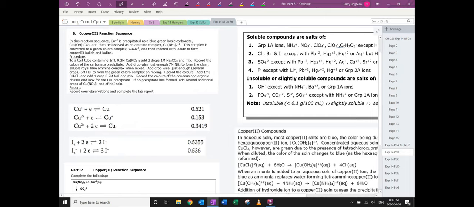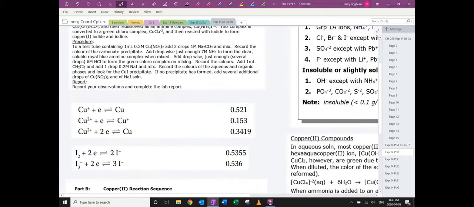Look at the reduction potential of copper. Copper 1 to copper is 0.52 volts, copper 2 to copper 1 is 0.1. It's a moderately strong oxidizer. At the same time, iodide is going to be oxidized to iodine. If you look at these potentials, you can see it's barely going to work. Mind you that these potentials are dependent upon concentration as well. We can make sure that we force this to go by adjusting concentrations.